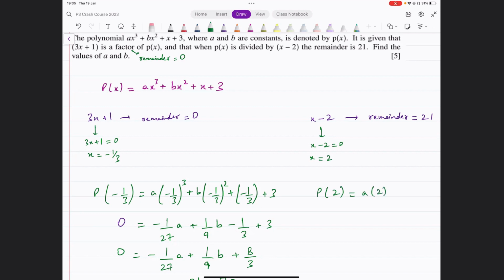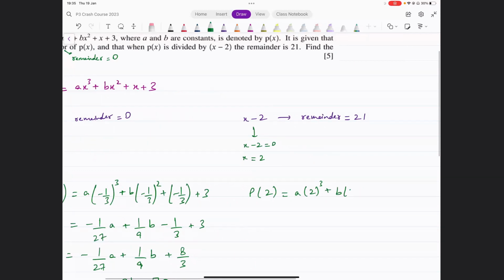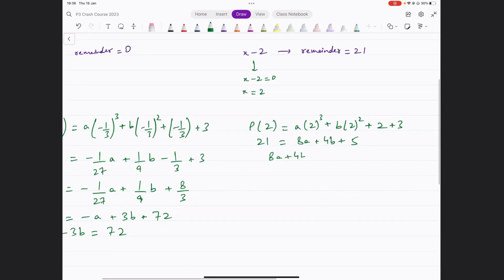a into 2 cubed plus b into 2 squared plus 2 plus 3. And now in this case, we're given that the remainder is 21. We are getting this remainder. So we put this whole thing equal to 21. 21 equals 8a plus 4b plus 5. And that gives us 8a plus 4b equals 21 minus 5, which is 16. We can simplify this, and that gives us 4a plus b equals 4.